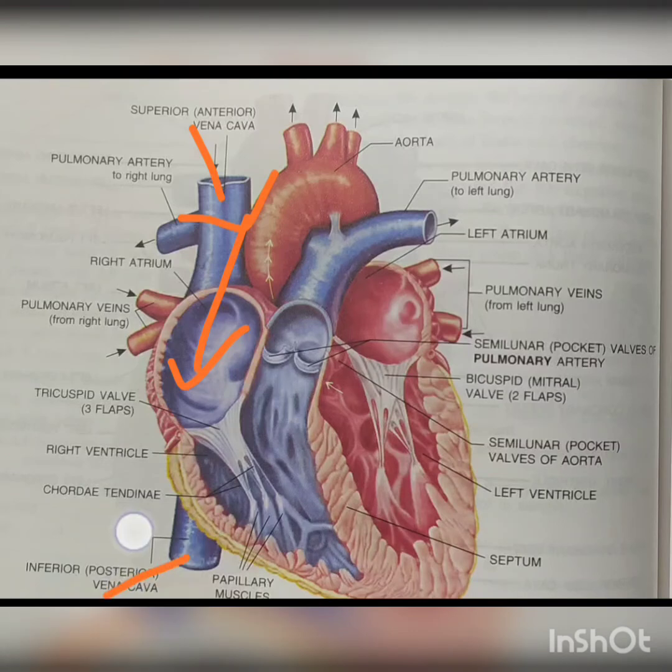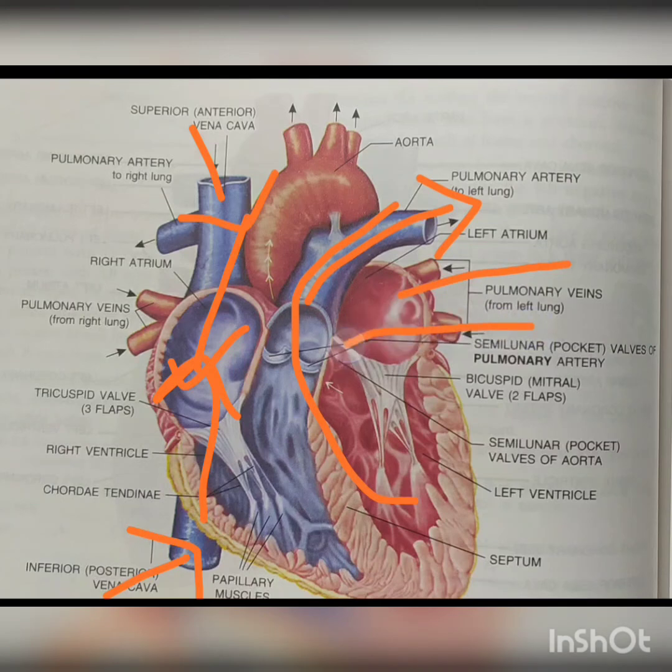The inferior vena cava, it is the trunk that returns the deoxygenated blood from the systemic circulation of the lower body, trunk and legs to the right atrium of the heart. The pulmonary artery carries the deoxygenated blood from the right ventricle to the lungs. Pulmonary vein brings the oxygenated blood from the lungs and drains into the left atrium of the heart.